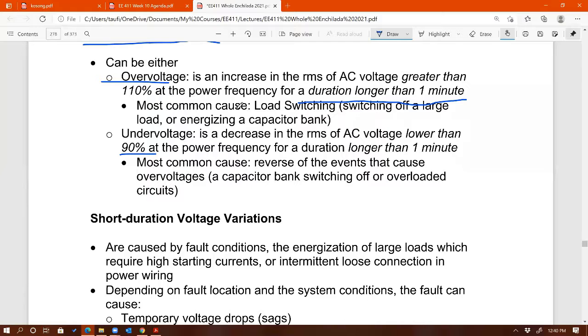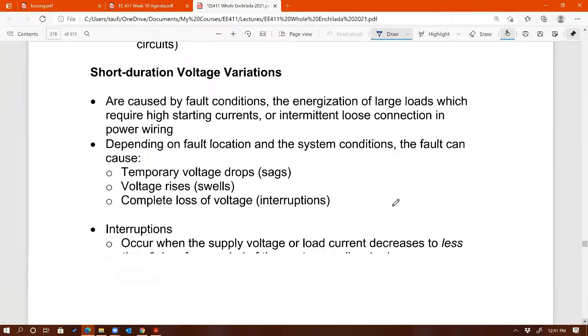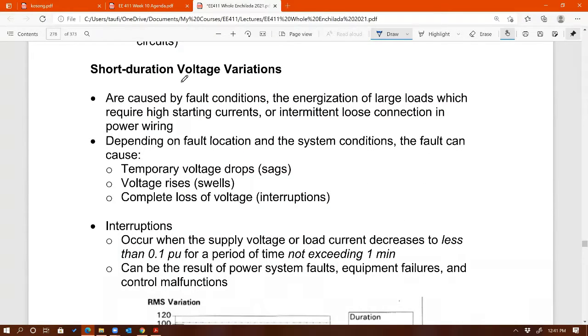And I've listed the most common causes. For over voltage, it is big load switching off the system. And then for under voltage it is the opposite effect, right? You are connecting heavy load to an electrical system that would definitely create some drop in the voltage by Ohm's law. That's what you're going to have, right? Short duration voltage variations, instead of long duration, are caused by fault conditions, energization of large loads, high starting current of induction motor.